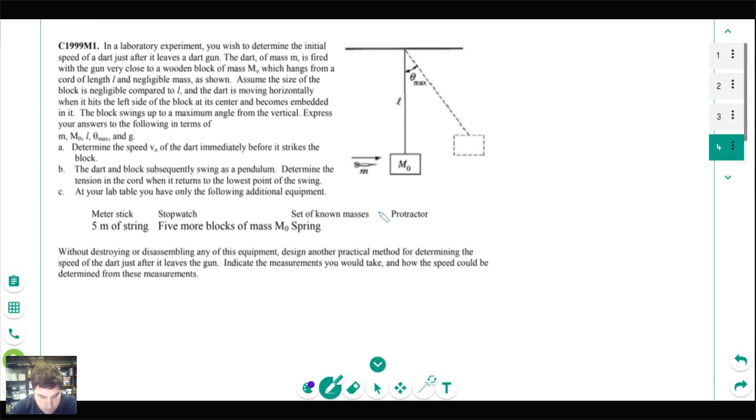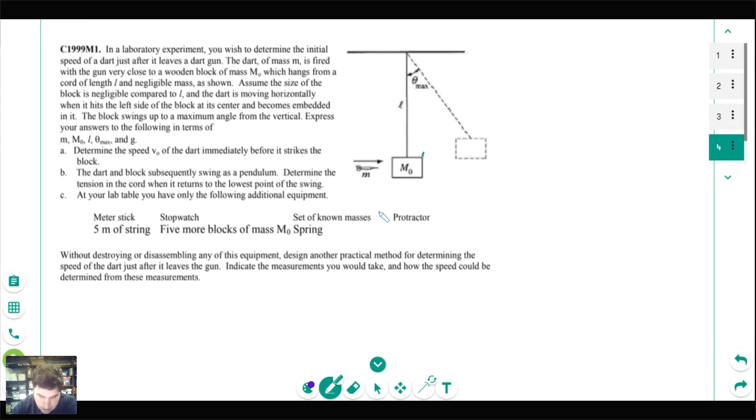All right, so we have a dart hitting a block down here. That block then swings up to its final position with the dart stuck in it. So this is the dart and the block stuck together. Size of the blocks negligible compared to L. Okay, so with all our answers in terms of m, m naught, L, theta max, and g. Part A, determine the speed v of the dart immediately before it strikes the block.